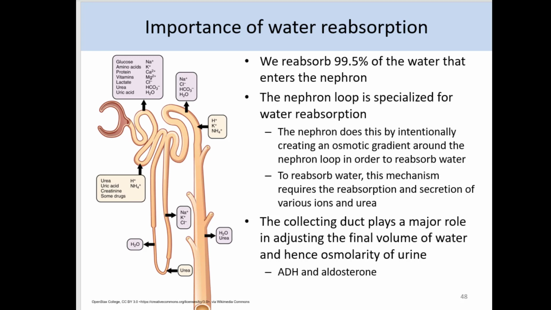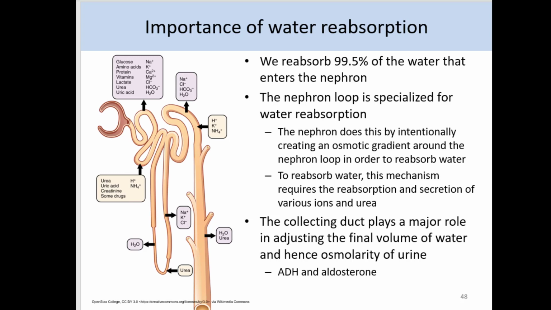The collecting duct also plays a major role in water reabsorption. And the collecting duct is really important because this is towards the end of the nephron, and this is sort of like our last chance to do any adjustments that we want to with our tubular fluid. So the collecting duct plays a major role with adjusting the final volume of water and hence the osmolarity of urine.